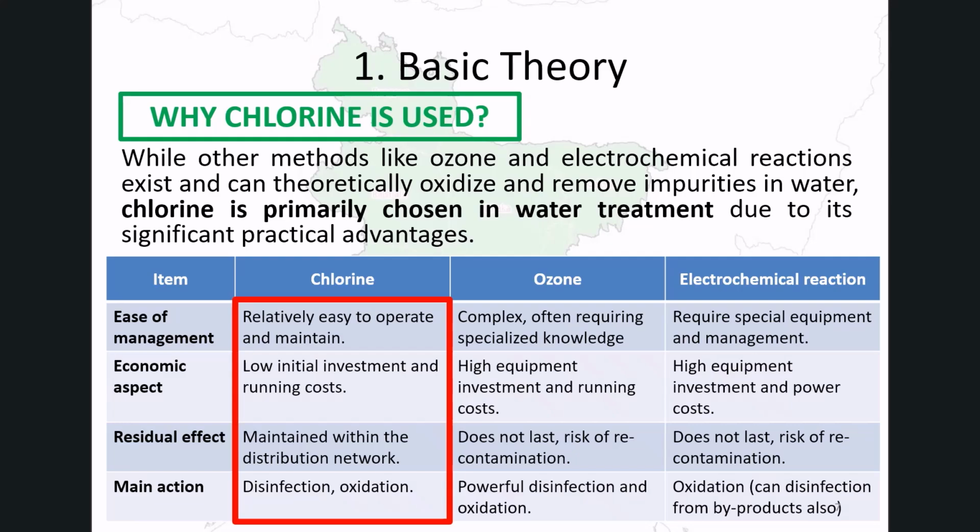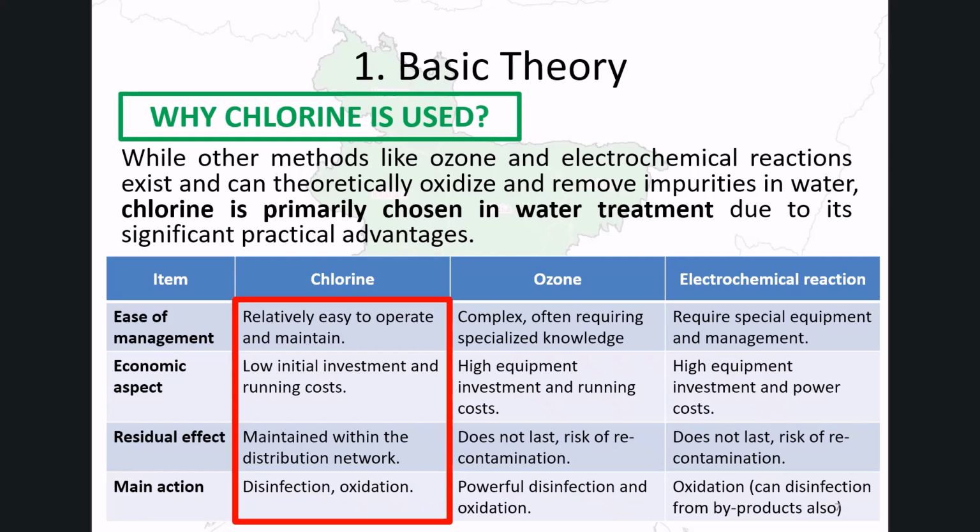Ozone requires high electricity consumption and careful handling, which is often not practical in small and medium-sized treatment plants. Electrochemical systems also demand special equipment, higher power supply, and technical expertise. In contrast, chlorine provides a balance between effectiveness, cost, and operational simplicity.